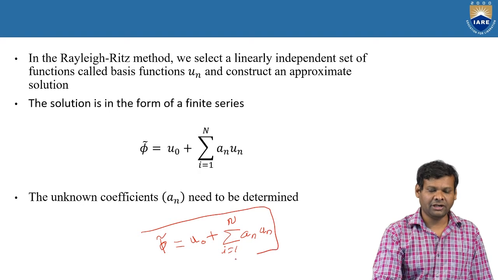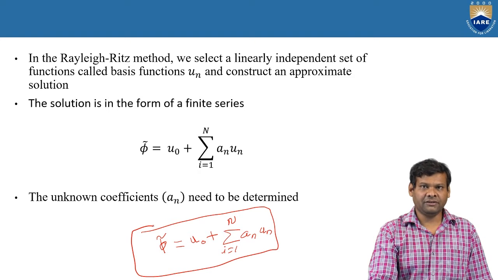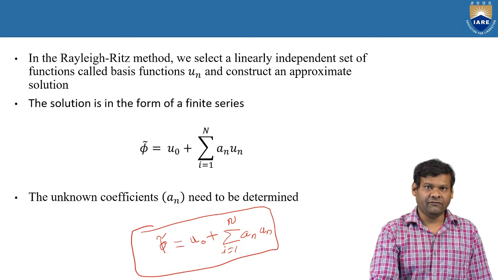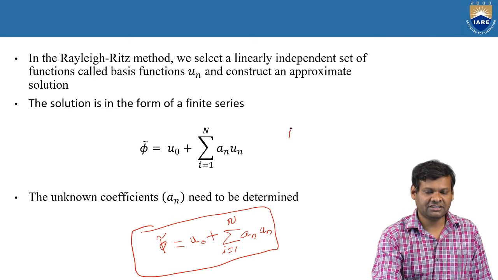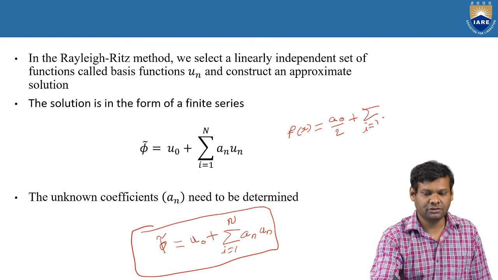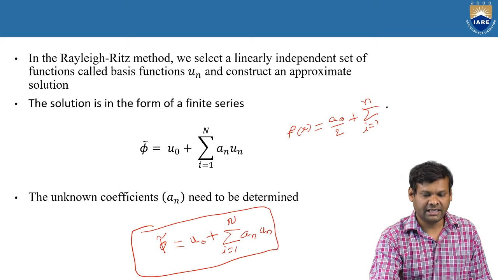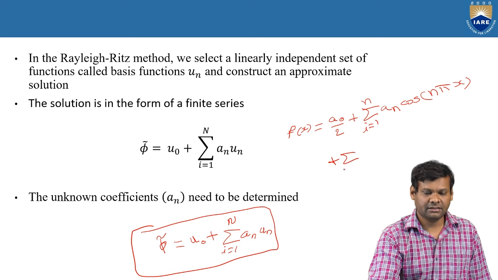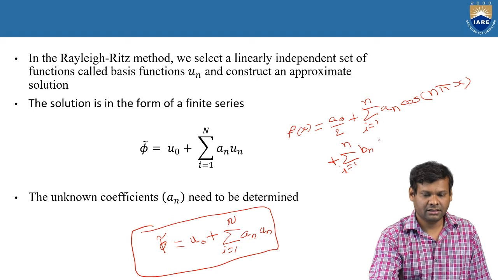Pause for a moment. I would like to recall one of the concepts. You might be familiar with the Fourier series. And what the Fourier series says is that the function f of x can be expressed as a naught by 2 plus sigma i equal to 1 to n, a n cos n pi x, plus sigma i equal to 1 to n, b n sin n pi x.